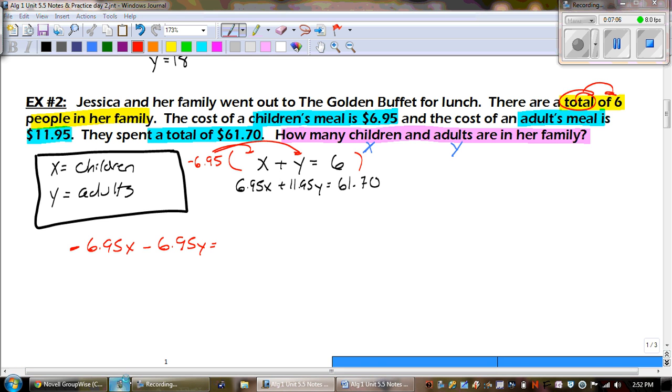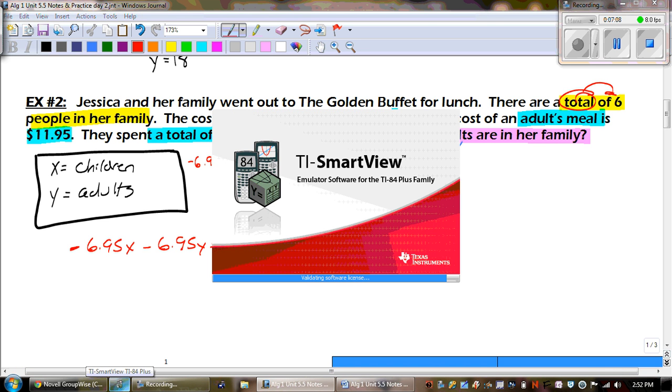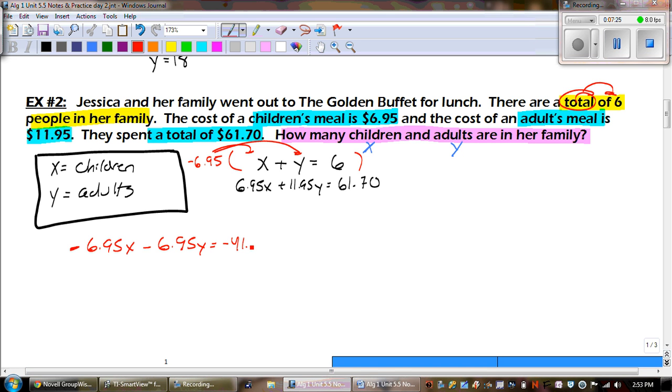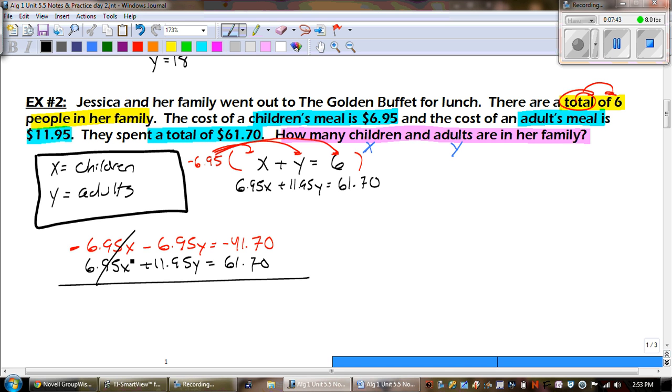Now for the other one, we're going to need our calculator, so let's get that out. We have negative 695 times 6. So negative 695 times 6, and we get negative 4170. Okay, now I didn't do anything to the bottom equation, so that's just going to stay the same.